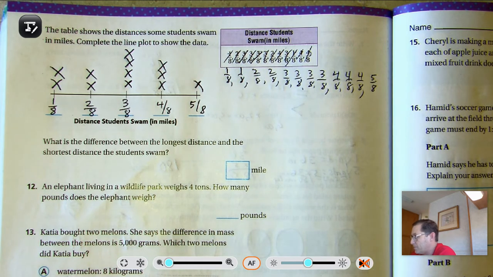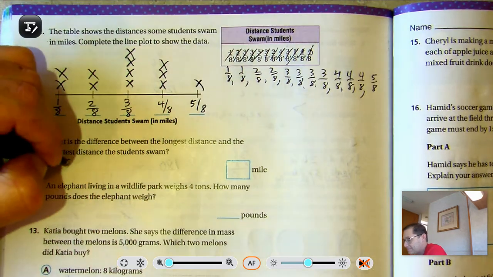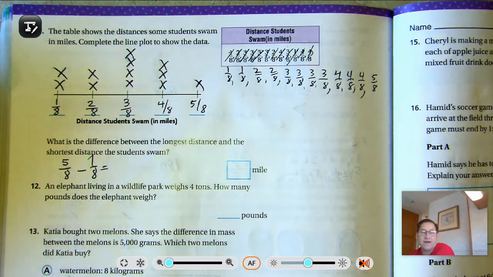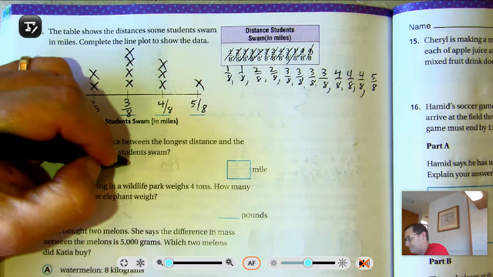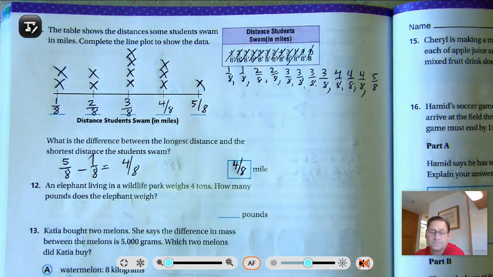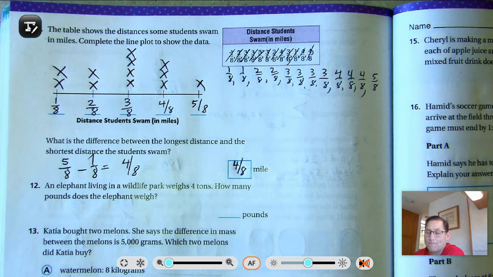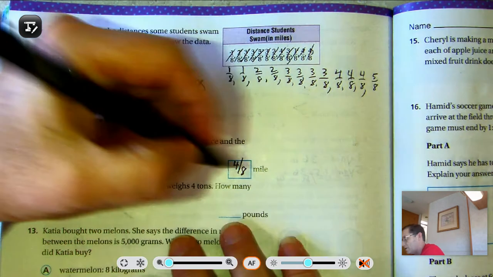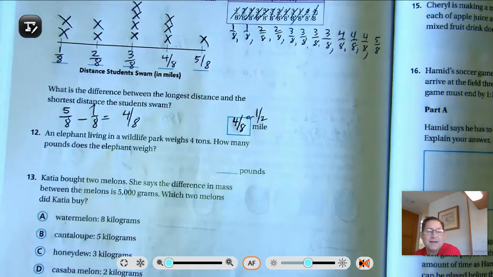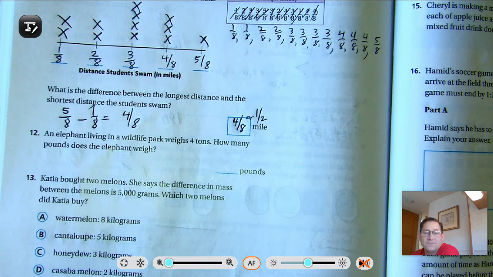What is the difference between the longest distance, 5/8, and the shortest distance? 5/8 take away 1/8 is 4/8 mile. We would also say 1/2 mile. 4/8 or 1/2.